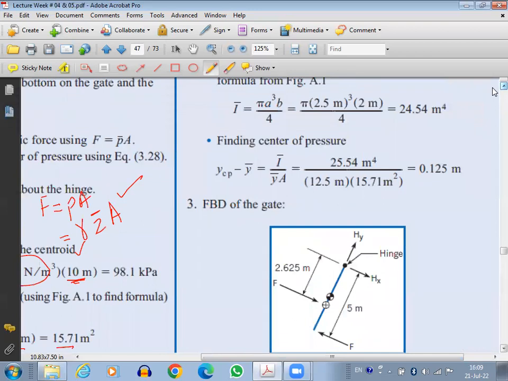Y CP. Okay. Sometimes it is written like this. Sometimes you put Y bar on the other side. Then it will become plus. So Y CP equals Y bar plus I bar over Y bar A, or like this. Okay. But normally, actually, it is written in this way. Why? Because we just need to know how much is the difference between Y CP and Y bar. We know Y CP will be below Y bar. But how much is this difference? That is this term. But now here, these are the Y's, not Z. So these are the slanted heights, the slanted lengths. Okay. So that's why you have to keep that in mind.